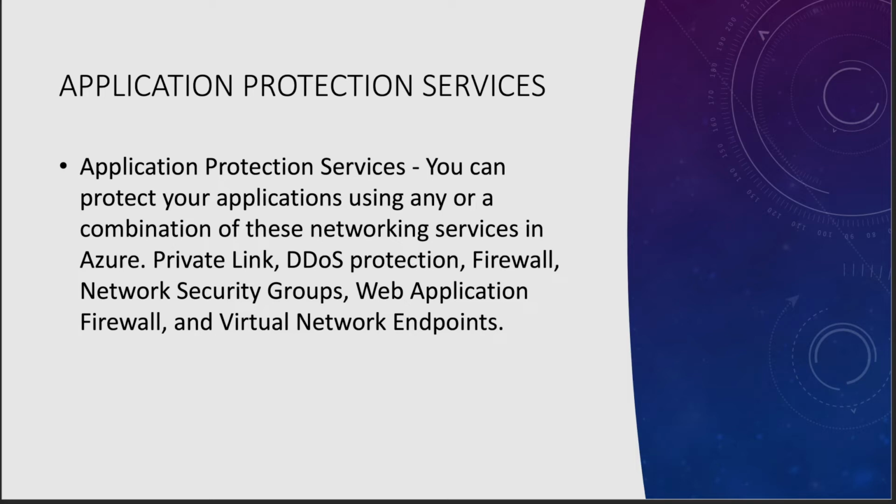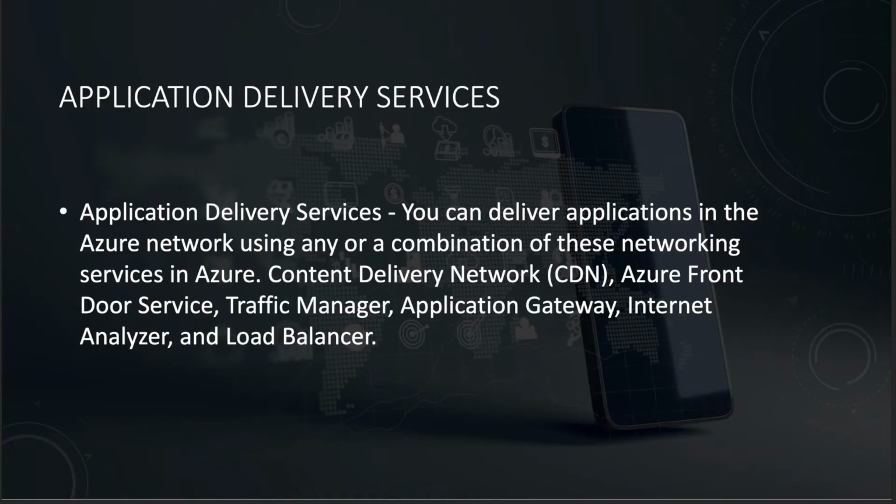Where does that network end and where does it begin, and how do you get between the two? How do you route all that stuff? Application delivery services, you can deliver applications in the Azure network. You can use content delivery network, which is great for static content. Remember that. Content delivery networks are really good for static content. So if you have a lot of video, a lot of audio, that's considered static content.